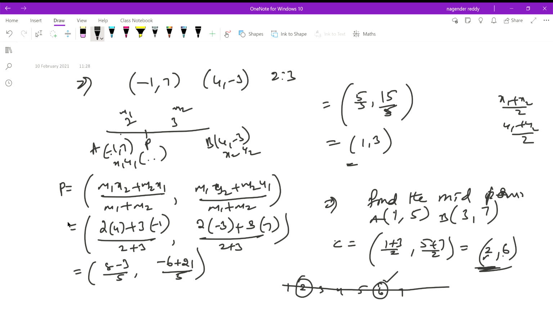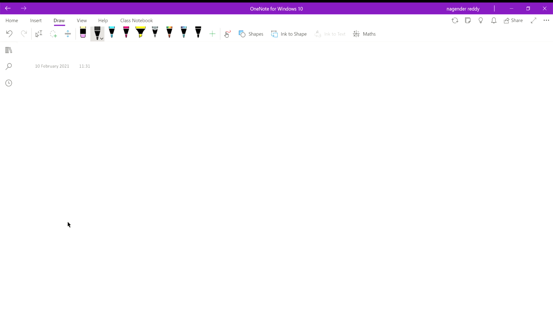For example, you can take it another way. I'll go with one with negative values also. So find the mid value of -3 comma 5 and 3 comma 7. So between -3 and 3, how much? 0 only, no? For example, you can take here. Don't use this method, I'm just giving it for knowledge purposes.